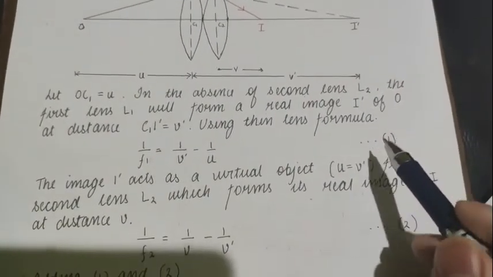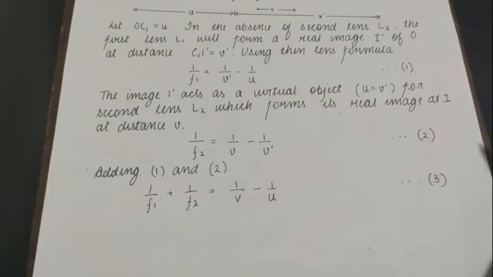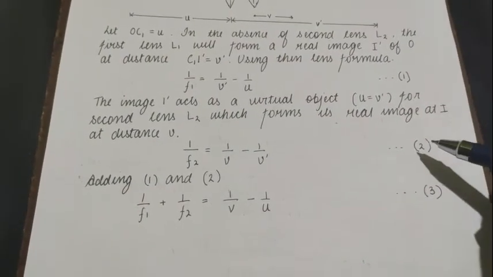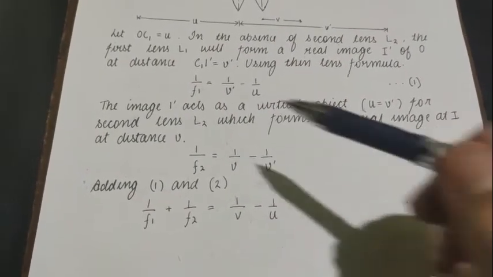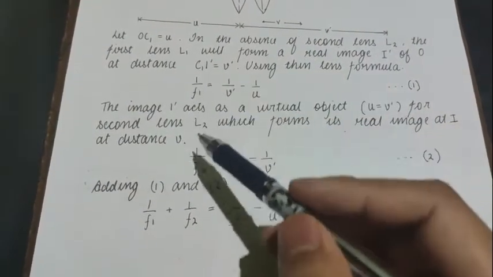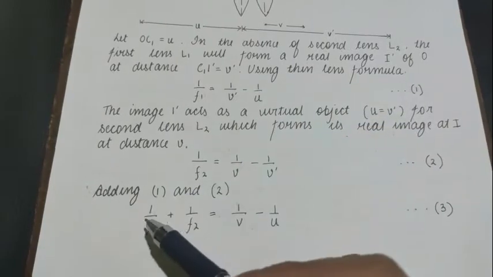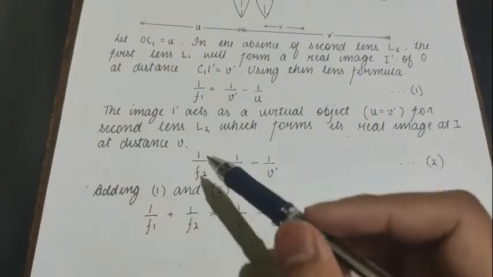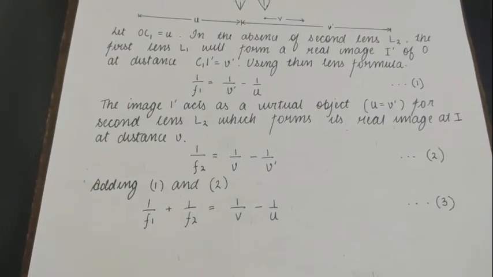So give this equation 1. Now adding equation 1 and 2, on the right hand side, what do you have? 1 by f1 and 1 by f2. So I'll write 1 by f1 plus 1 by f2.